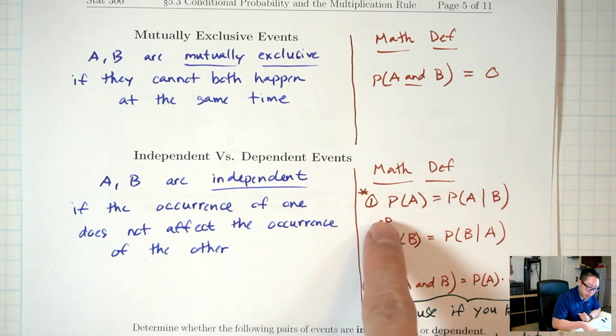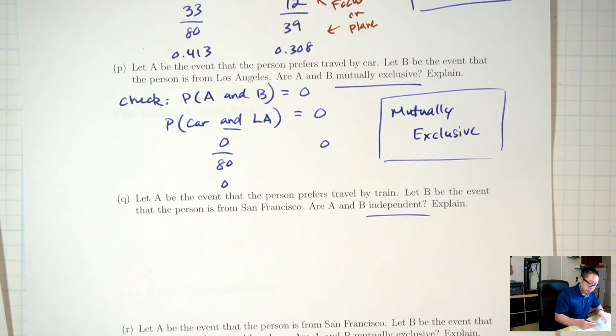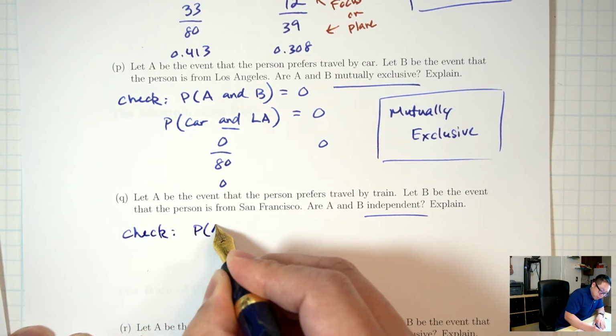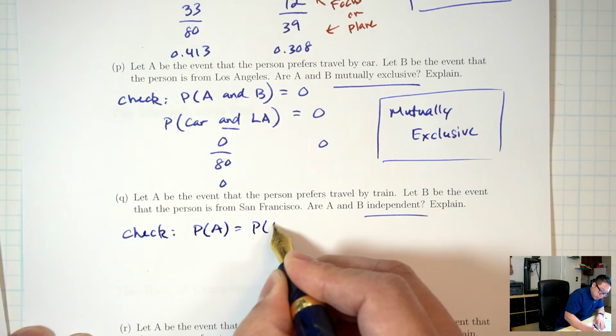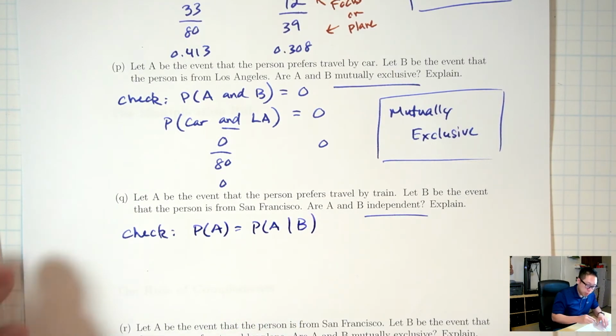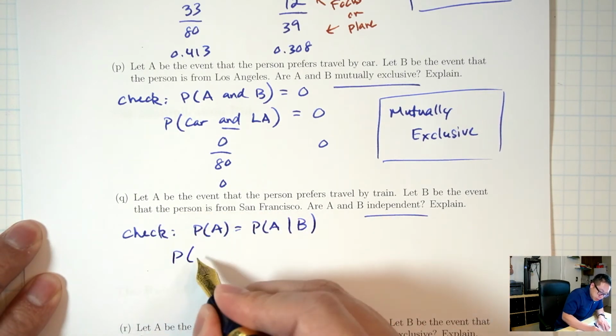Independent, I'm checking this one. Probability of A equals probability of A given B. And then I'm going to replace A and B with what it means in this case. A meant train.